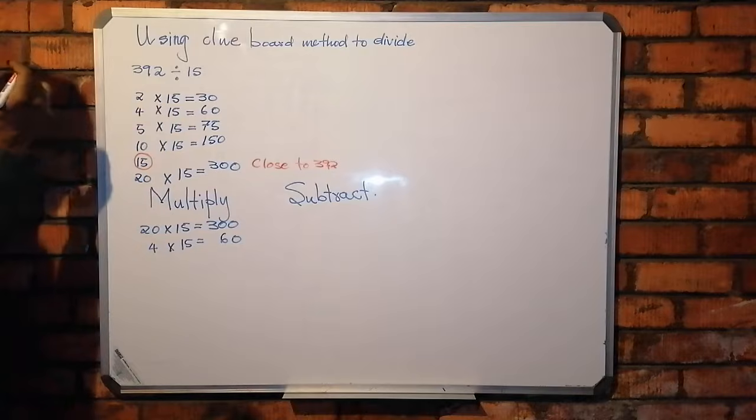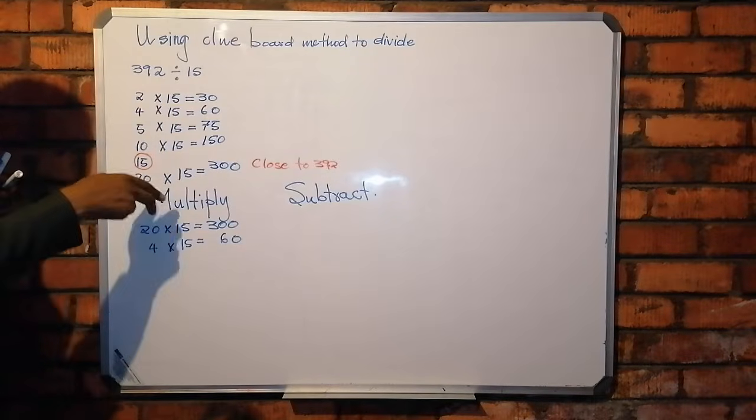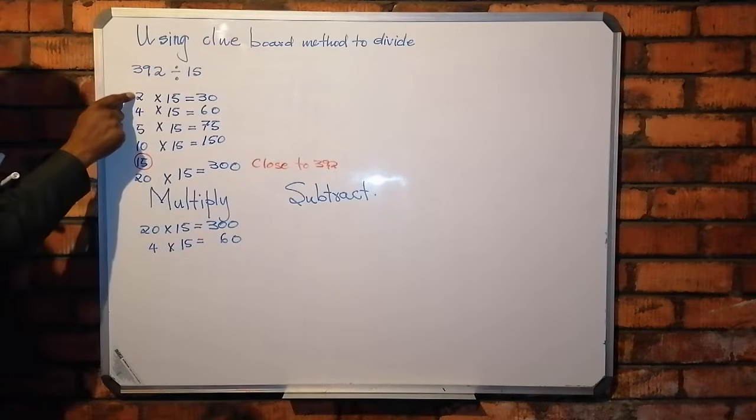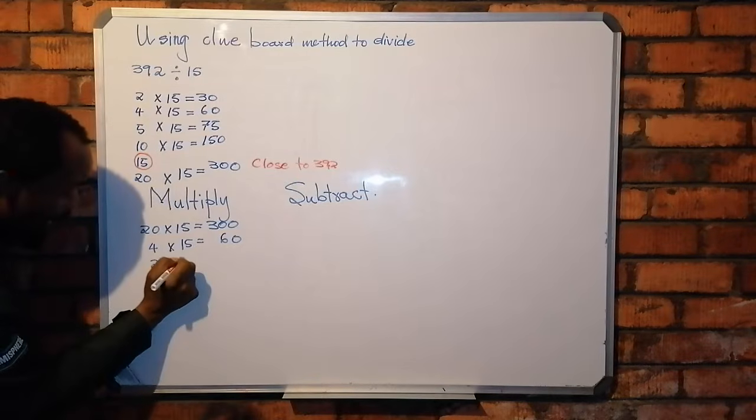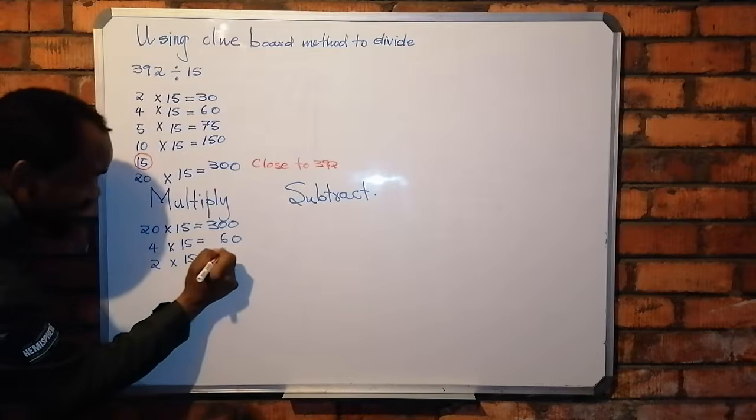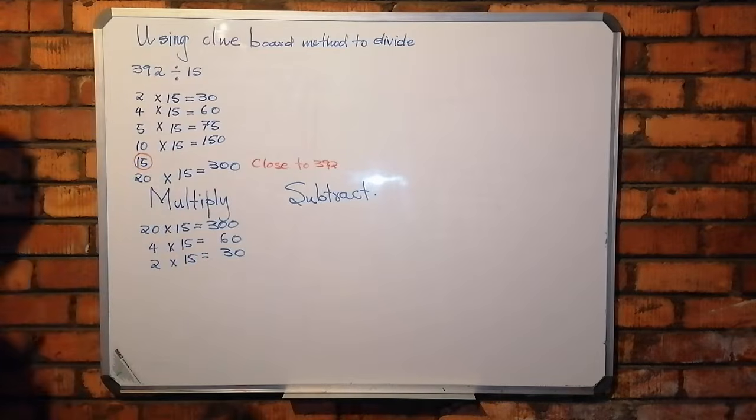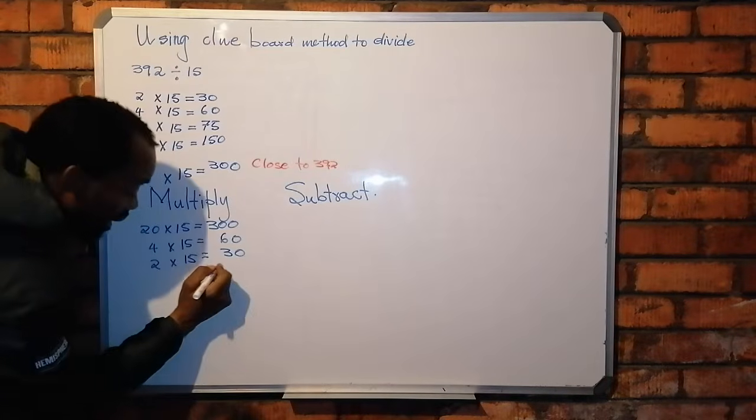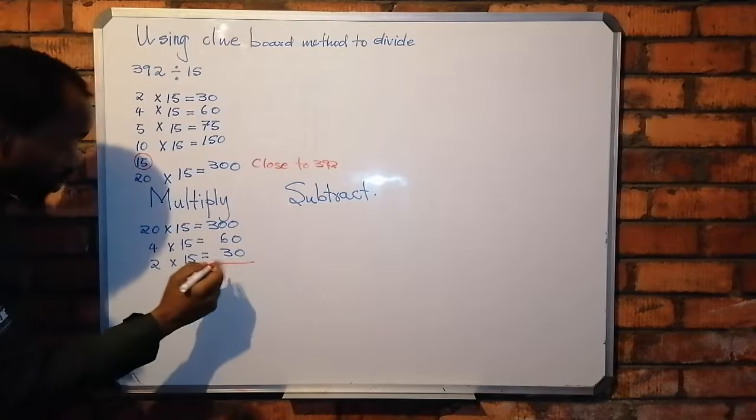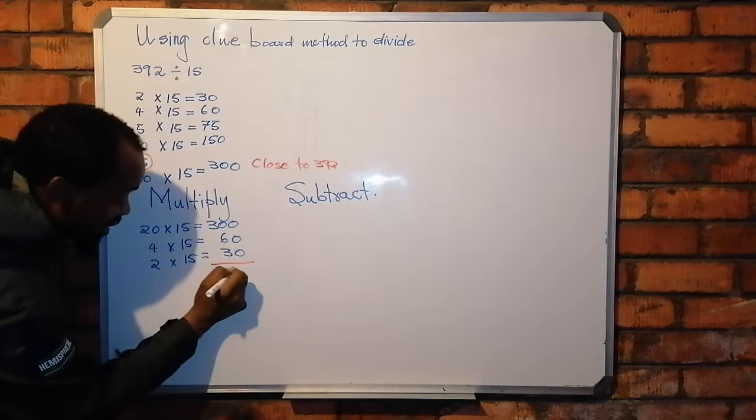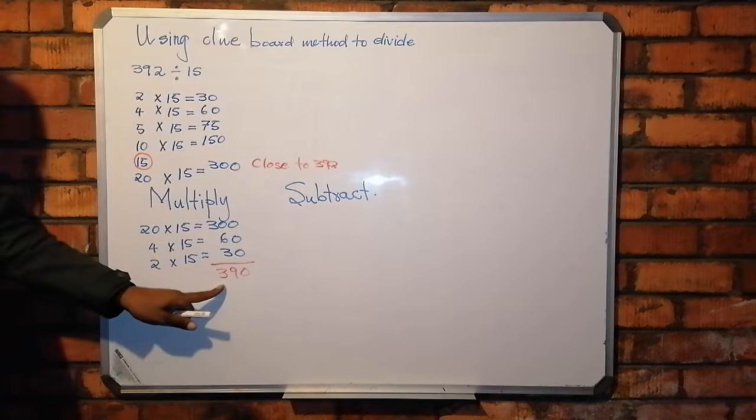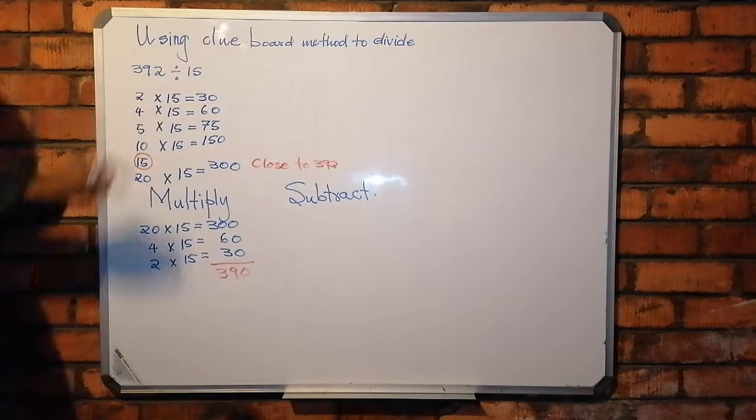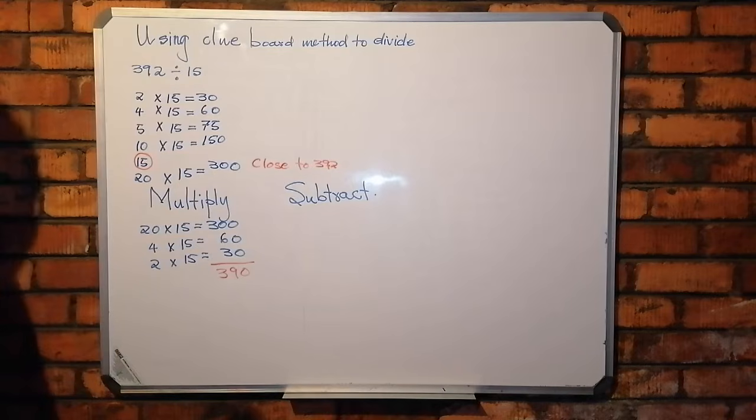I want to get closer to that. Who can take us closer? There we are. Now, 2 by 15. That is now 30. When you add all of these, you get 390. We are just 2 short of 392. That's fine. It's not a problem.